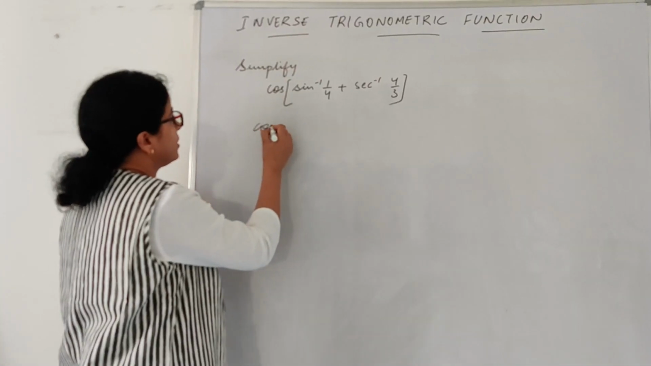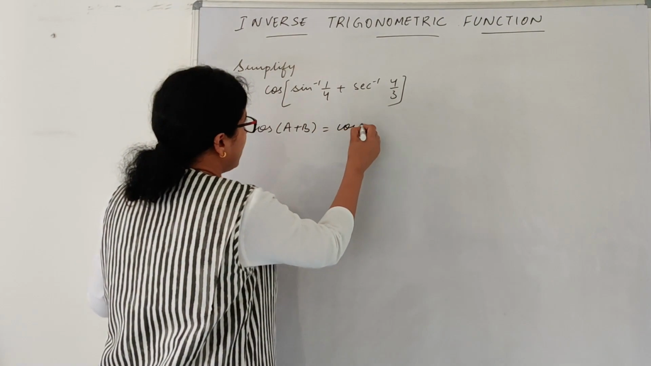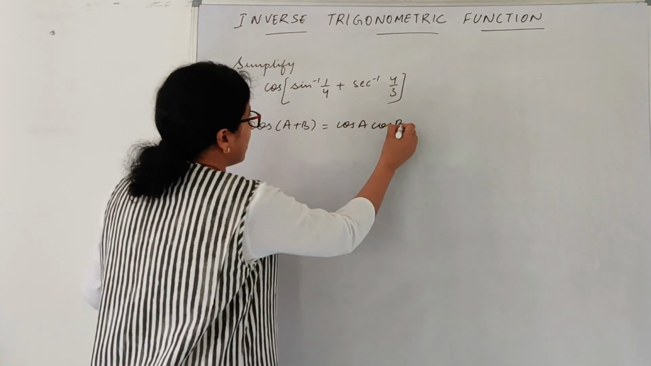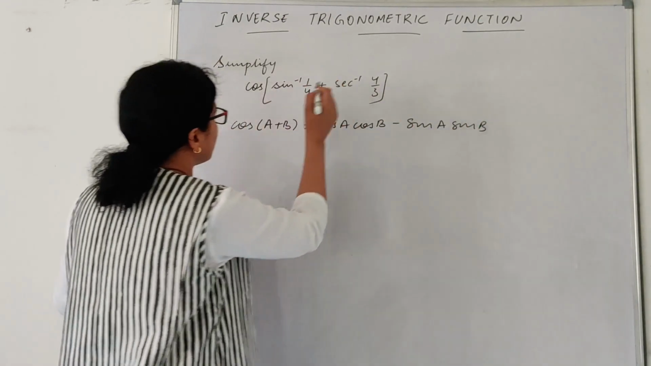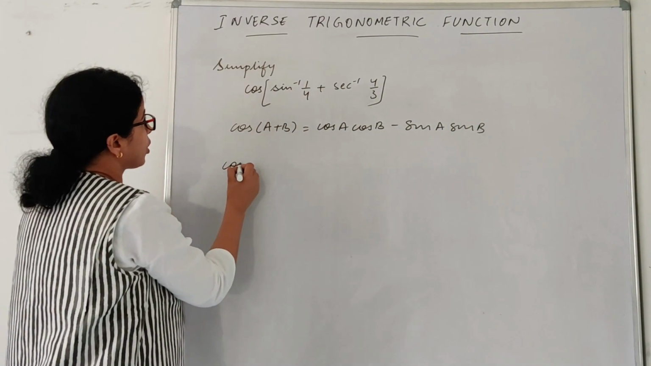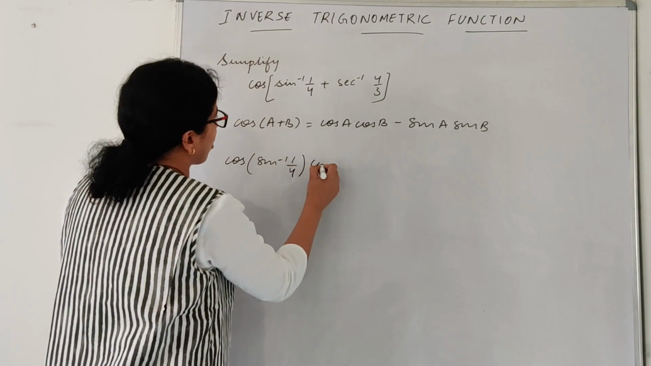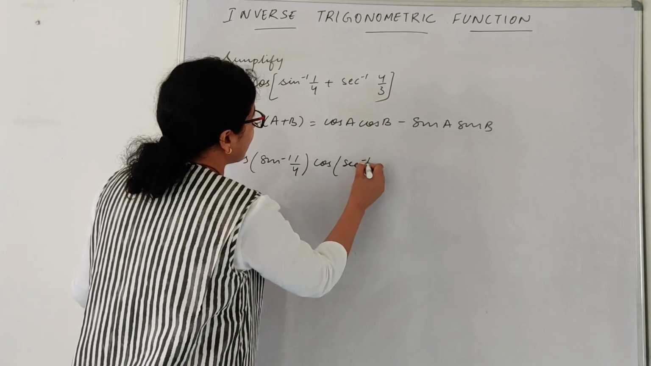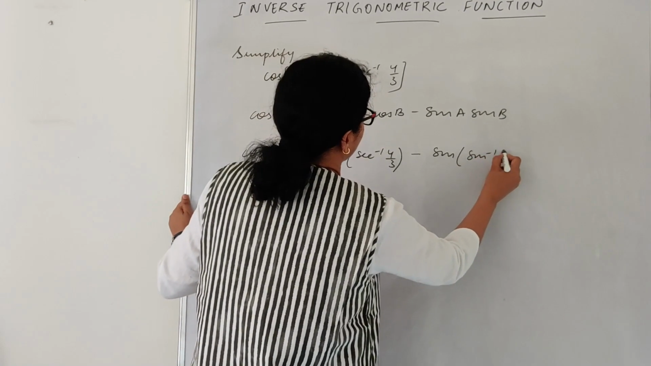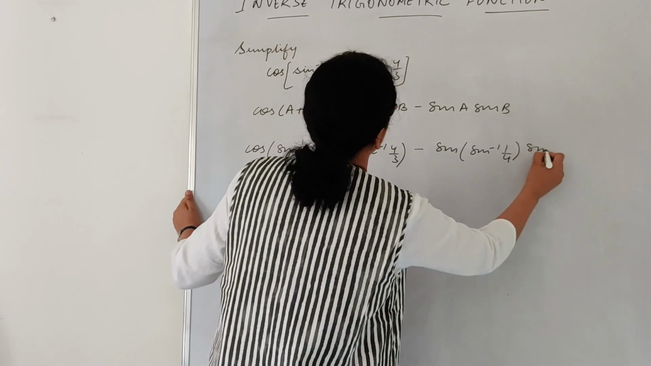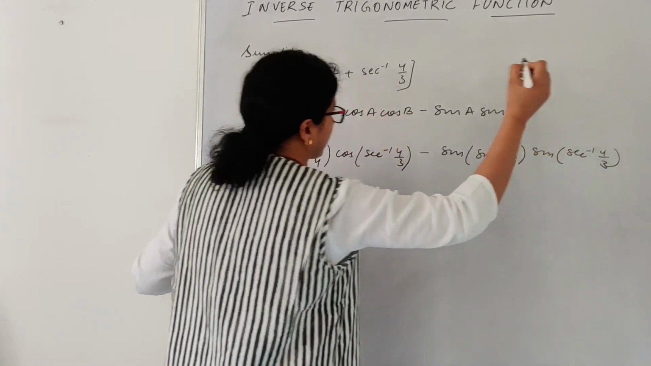So cos(a + b) equals cos a cos b minus sin a sin b. Right? I am going to apply this formula. So what will it become? Cos(sin⁻¹(1/4)) cos(sec⁻¹(4/3)) minus sin(sin⁻¹(1/4)) sin(sec⁻¹(4/3)). Okay.